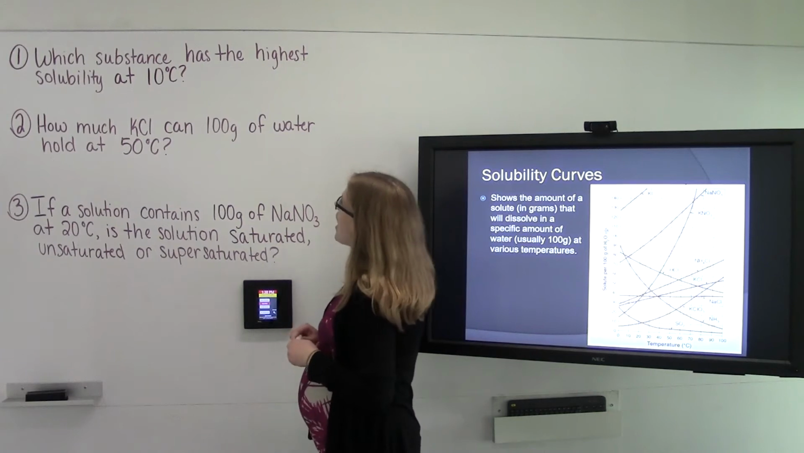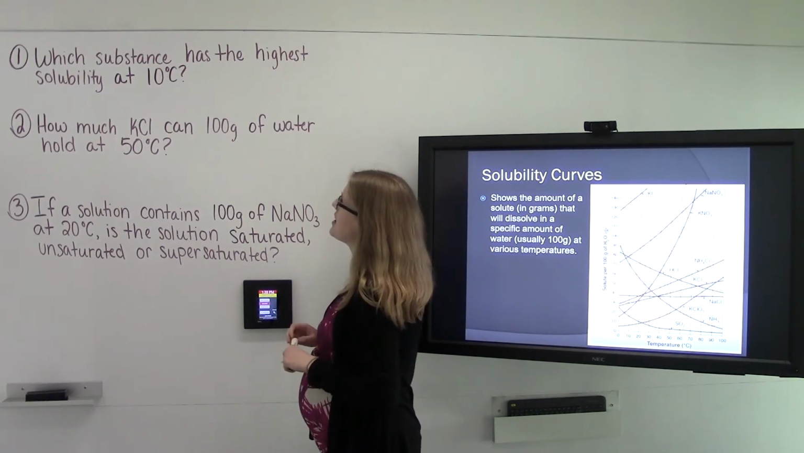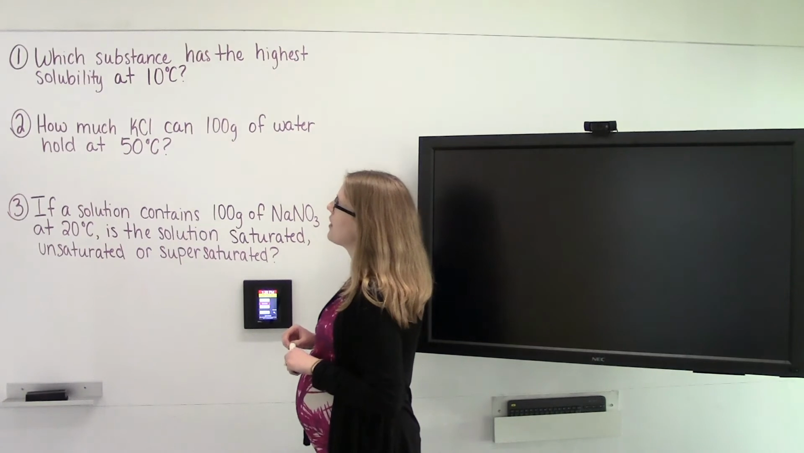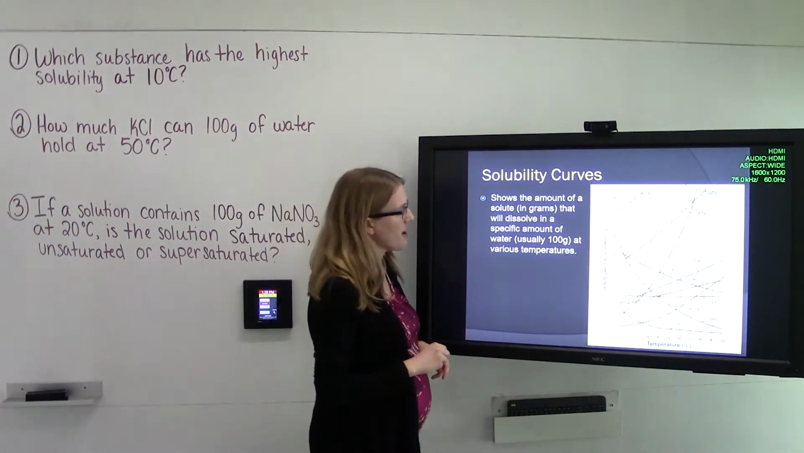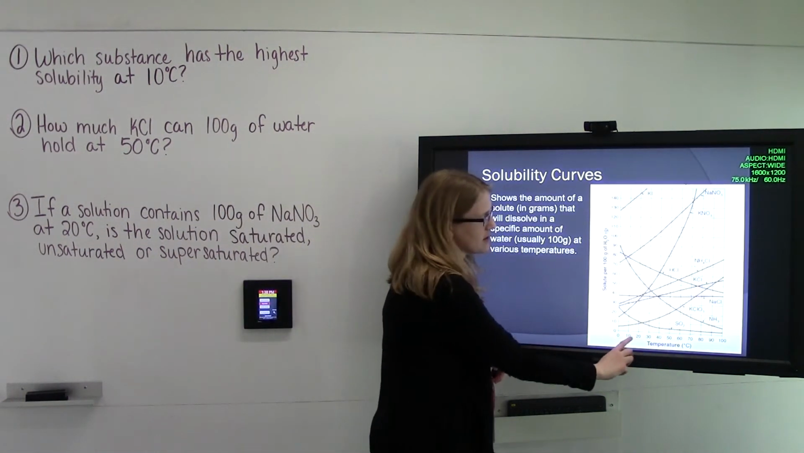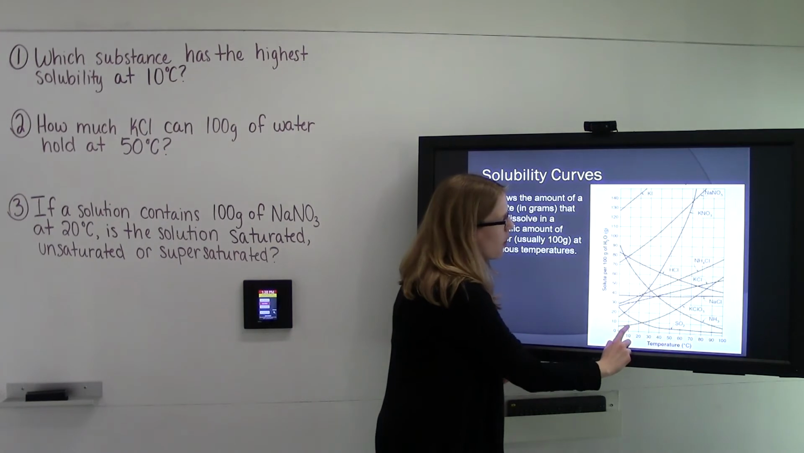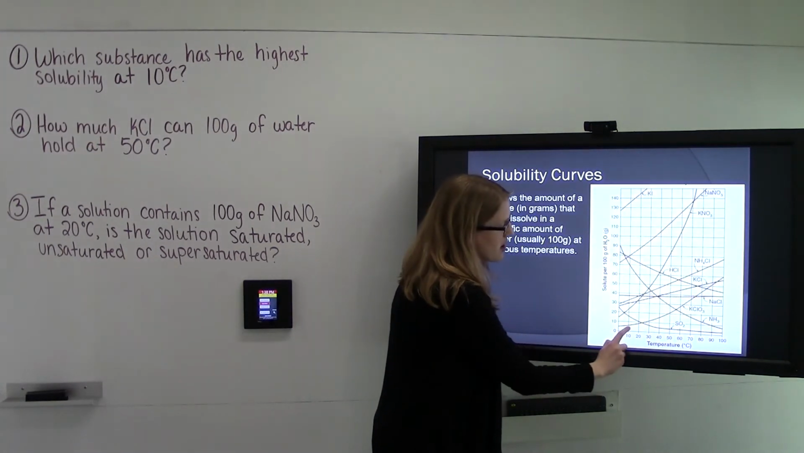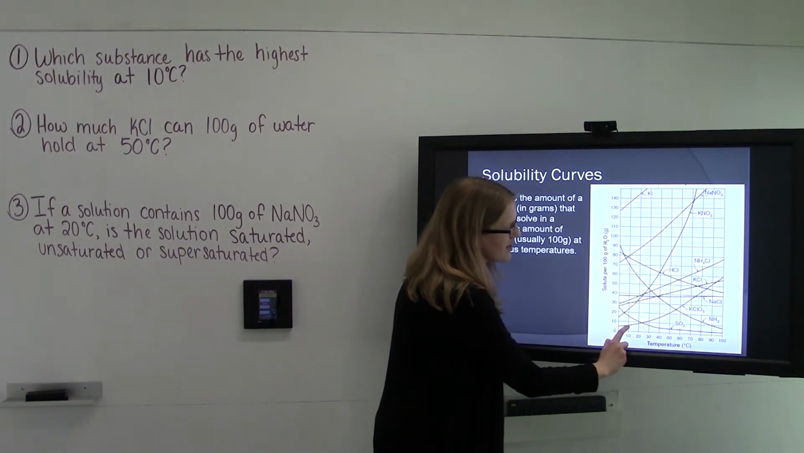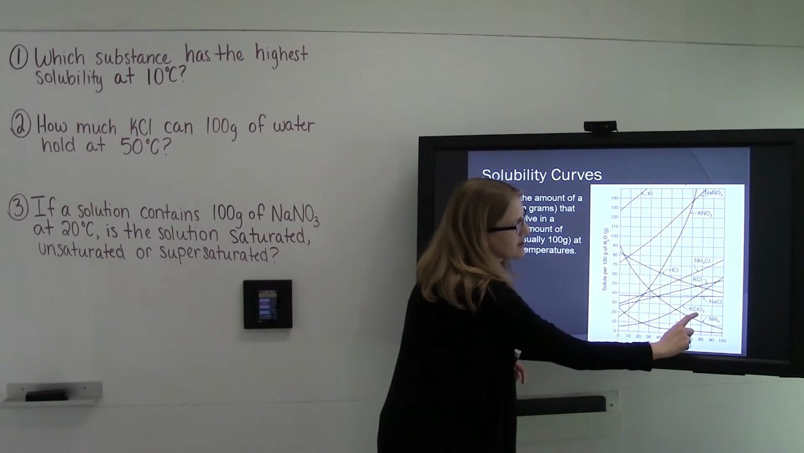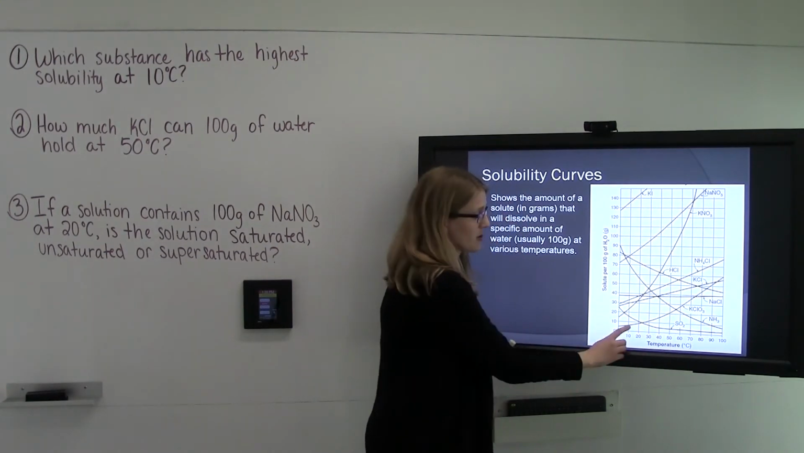Which substance has the highest solubility at 10 degrees Celsius? Okay, now we come back here. 10 degrees Celsius is where we need to go. Okay, now if you look, here's the lowest one. So at 10 degrees Celsius, 100 grams of water can hold only about 7 grams of potassium chlorate. So that is actually our lowest one.